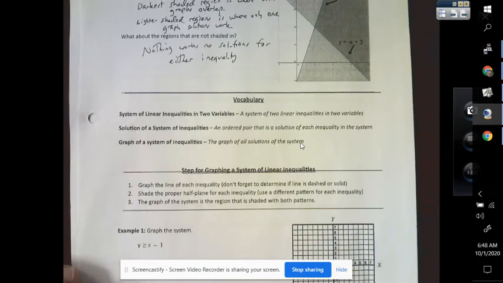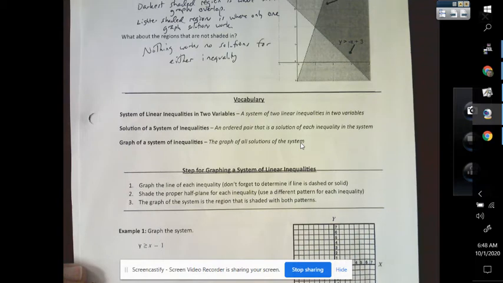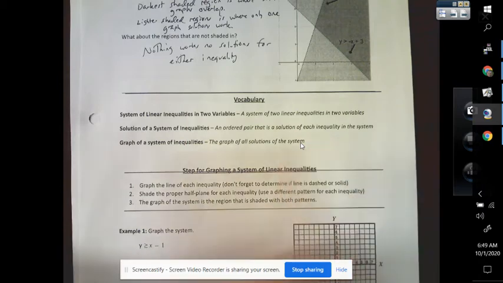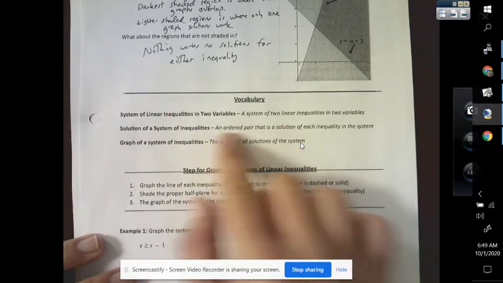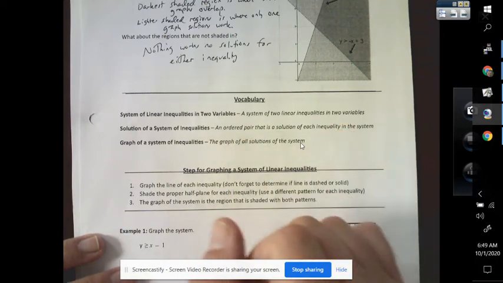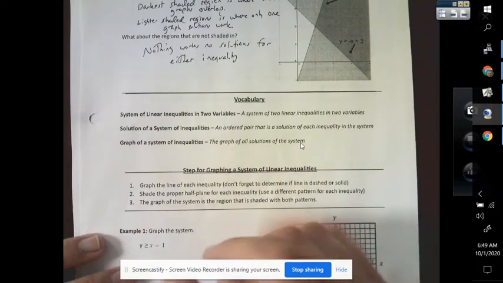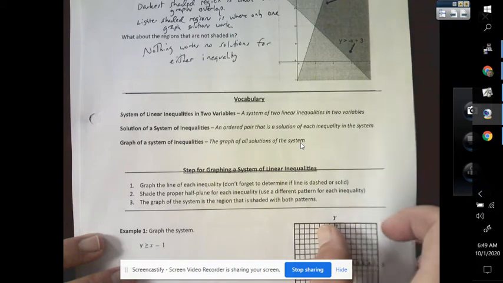Okay, so we're gonna take a look at some systems of linear inequalities. A system of two linear inequalities in two variables. That really is the exact same definition. That's hilarious. Solution of a system of inequalities, an ordered pair that is a solution of each inequality in the system. So here's the thing. Before we talk about where the graphs meet, okay, where they crisscross, it's one solution. You're going to see that there is an infinite amount of solutions for inequalities because there's an infinite amount of points.